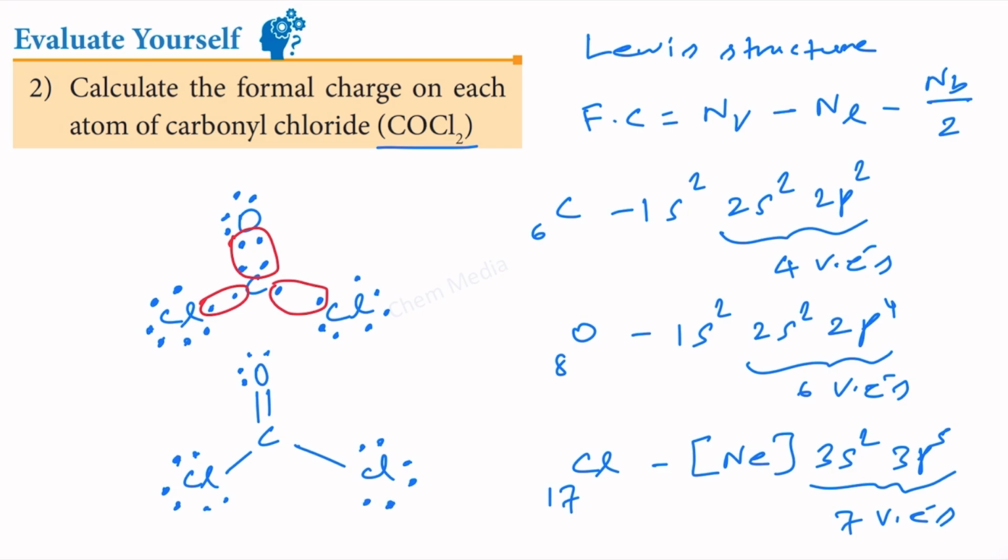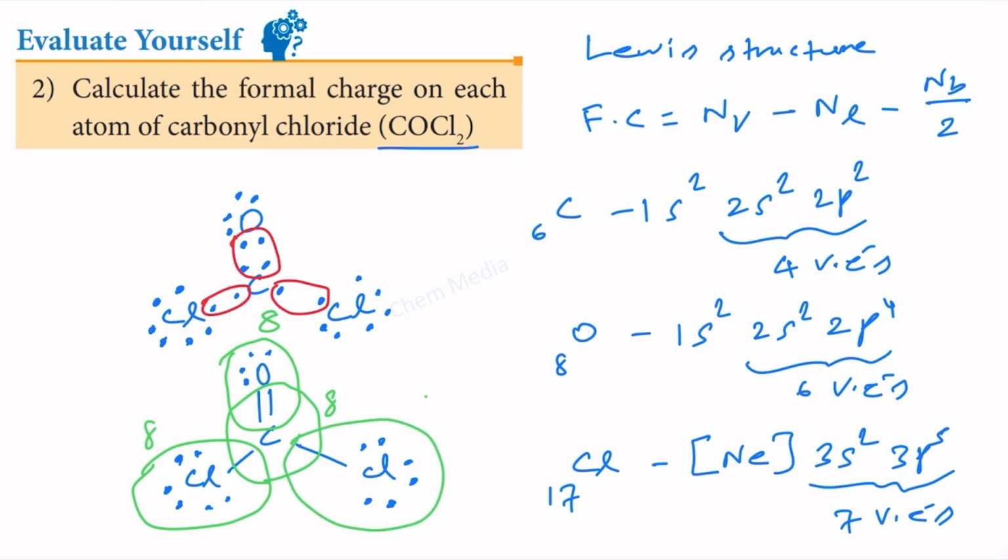Now, this is the Lewis structure for carbonyl chloride. We need to verify whether each atom satisfies the octet configuration. So, if you take oxygen, we have 2 lone pairs, 2 bond pairs, total 8 electrons we have. For carbon, we have 4 bonds. That means carbon also satisfies the octet configuration. For chlorine, we have 3 lone pairs, that means 6 electrons, 1 bond pair, 2 electrons. Therefore, chlorine atom also satisfies the octet configuration.